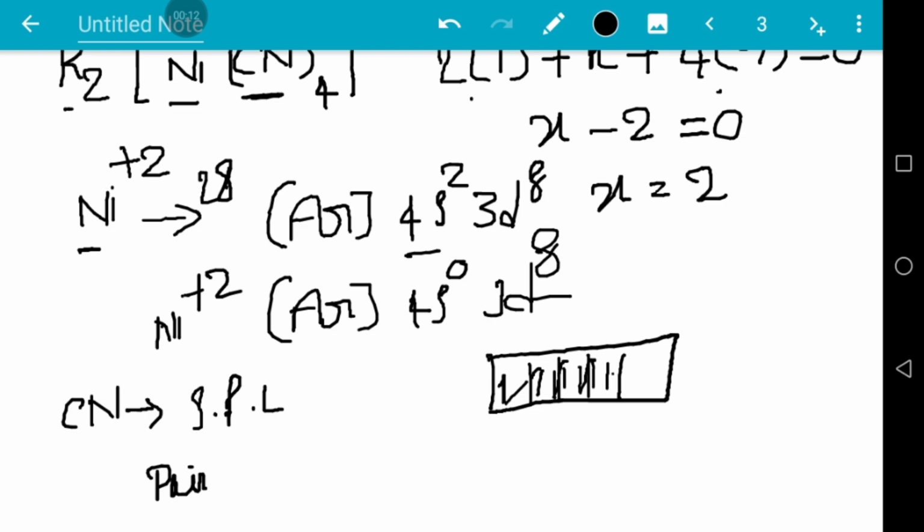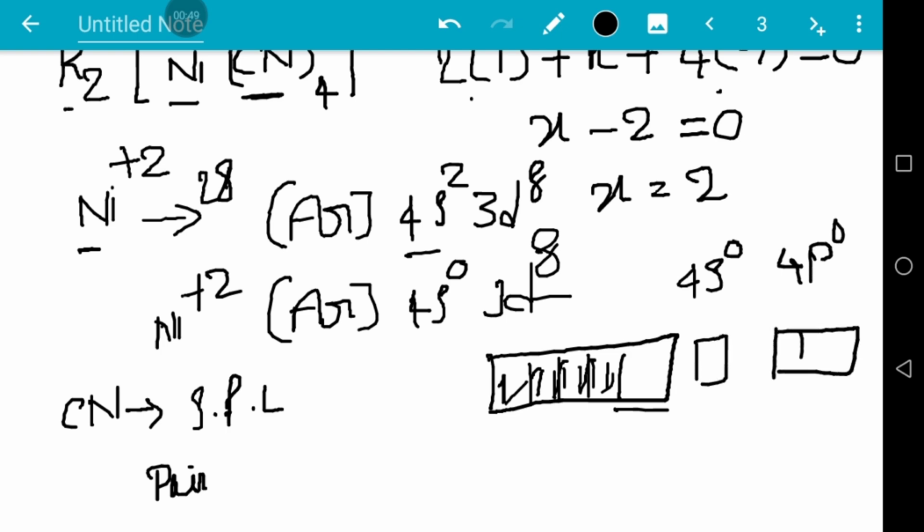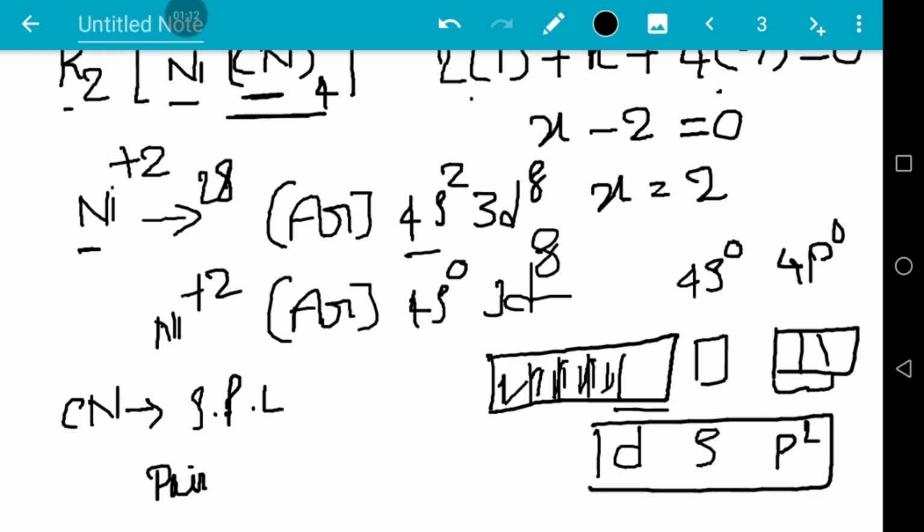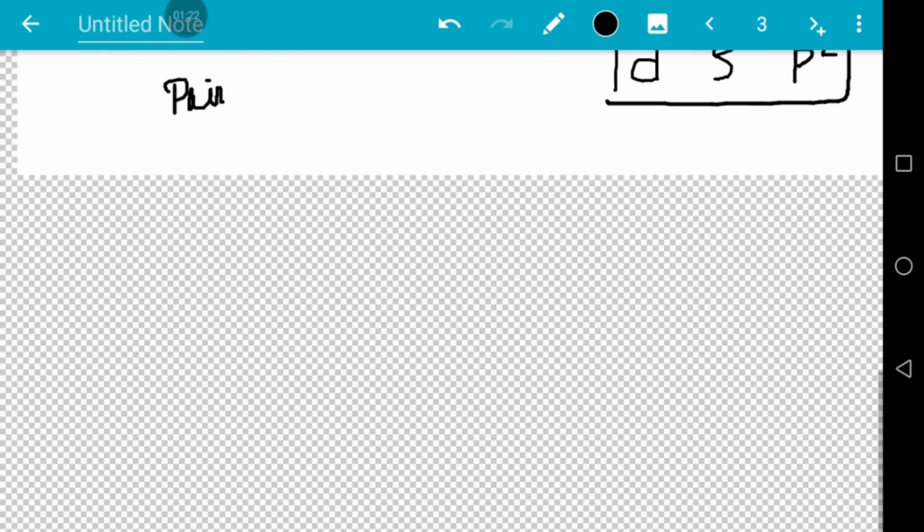So one d orbital is vacant, next to 3d8. After that 4s0 and 4p0 are also remaining, that is 1 s orbital and 3 p orbitals. Now 1 d orbital is remaining, then 1 s orbital and 2 p orbitals are involved in the hybridization. Why? Because it is coordination number 4. So what is the hybridization? dsp2 is the hybridization. Coordination number 4 means totally 4 vacant orbitals have to be used, so that is dsp2 hybridization.